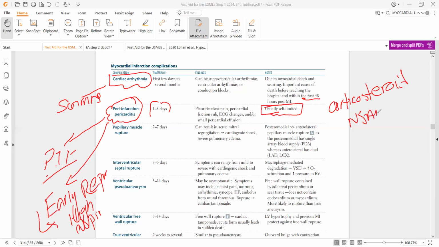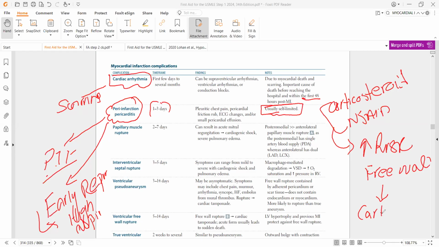Why? Because they increase the risk of free wall rupture. Increased risk of free wall rupture may lead to cardiac tamponade. So cardiac tamponade is again an emergency situation.